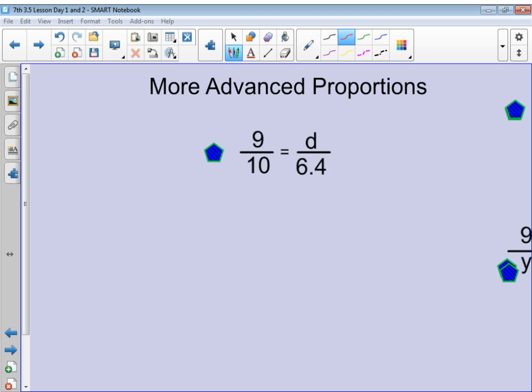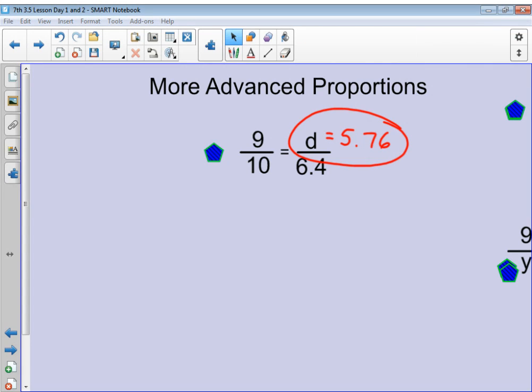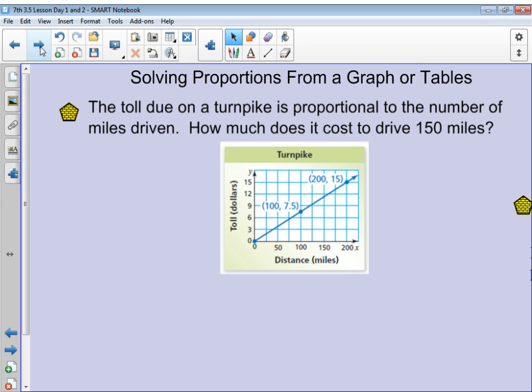You should have gotten 5.76 on this one. D equals 5.76. So that's working with some proportions where they're just slightly a little more advanced. They're not perfect whole numbers. And using that cross multiply divide or cross multiply solve as you get older and start working with more complex problems.